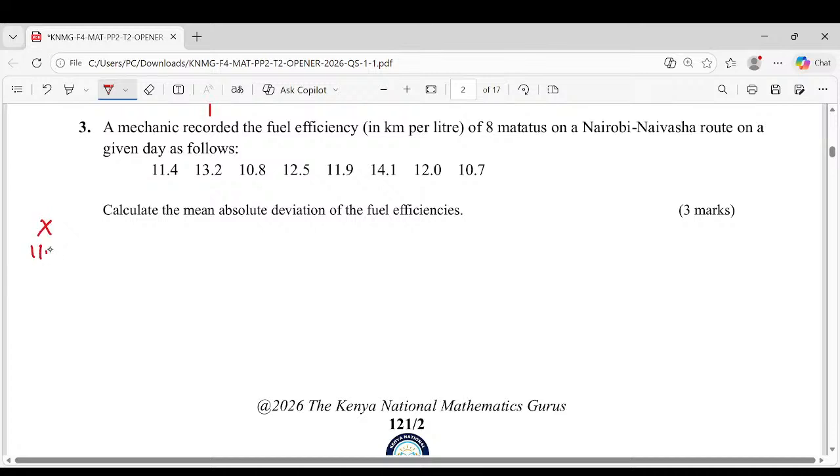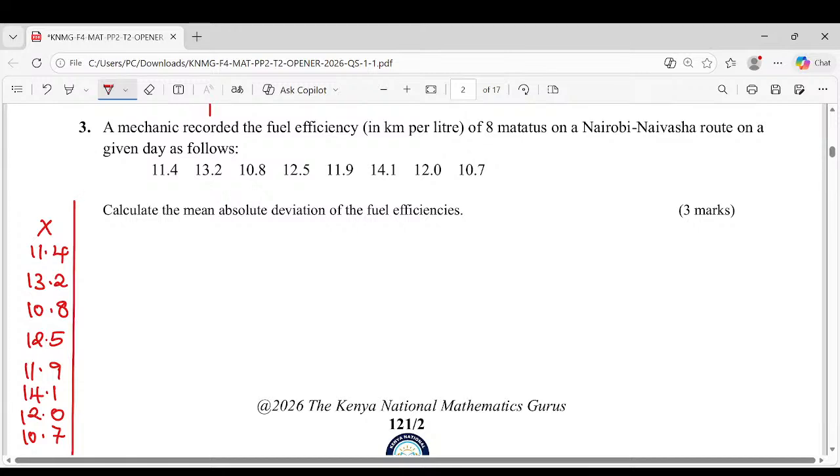So this is 11.4, 13.2, 10.8, 12.5, then 11.9, 14.1, 12.0, then 10.7. This is the data. We are being told to calculate the mean absolute deviation. First of all, let's get the mean.